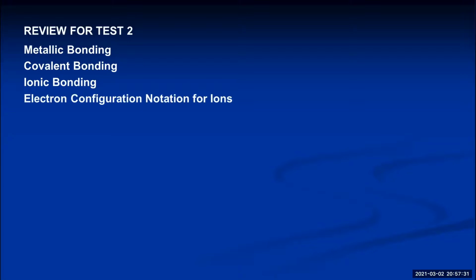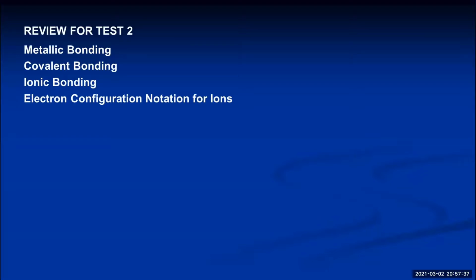We started the unit talking about how metals bond. That's called metallic bonding. You should know what that is. We talked about how non-metal atoms bond. They share electrons. That's called covalent bonding. And we talked about how metals and non-metals bond with each other. They form ionic bonding when they bond together. Okay. When we started talking about ionically bonded substances, we were talking about ions, and we had to give the electron configuration notations for ions. I want you to be familiar with that.